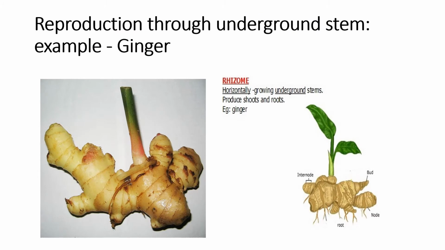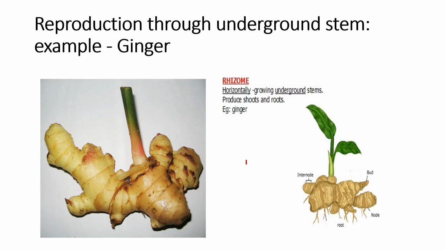Now we will take them one by one. First is reproduction through underground stem. Example, ginger. You all eat ginger? Ginger, the part which we eat, is actually the underground stem.